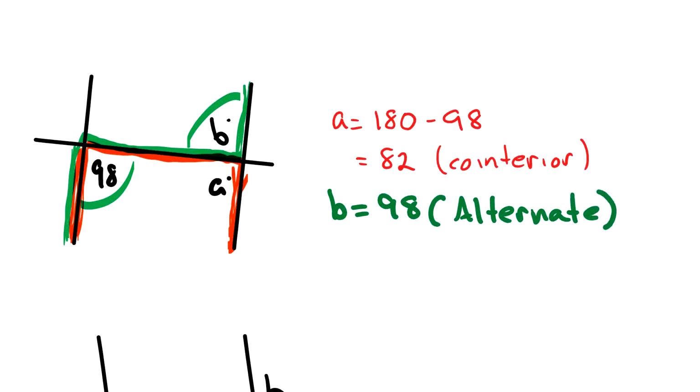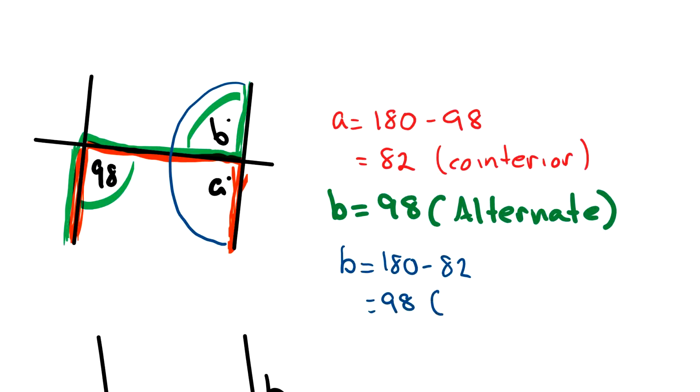The other way I could do it, in blue this time, is this angle here, going right around. I know A is 82. But if I look at that blue line I draw, that's a straight angle, and straight angles always are 180. So B equals 180, take away 82, which is 98. The reason for that is because it forms a straight angle. So there were two ways I could have found that B angle.